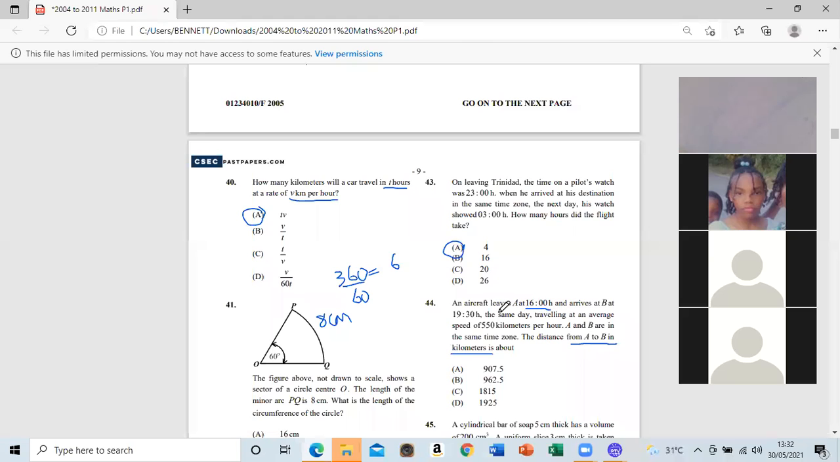Just highlight everything they give. So look, it says an aircraft leaves. This is a time, it gives you the time it takes, right? So the time will be what? 3 hours and 30 minutes. Is that right, guys?